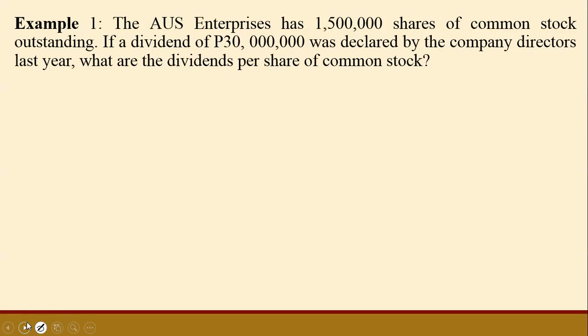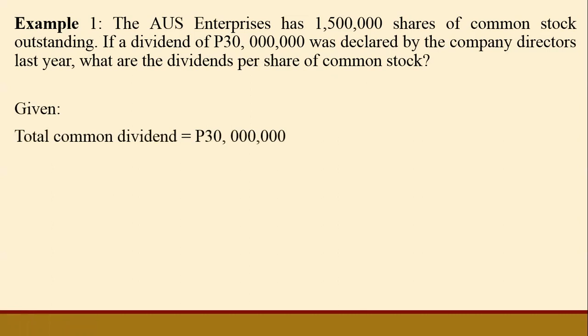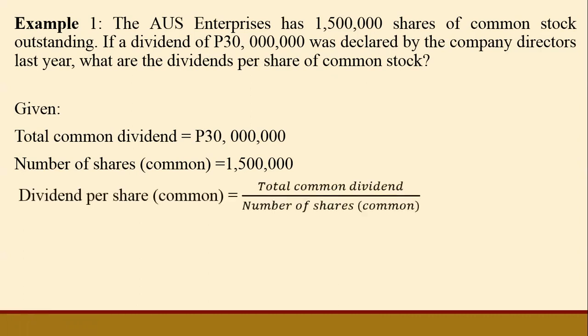So, nakadepende kasi sa performance ng company yung marireceive mo na dividend, di ba? So, because the company has no preferred stock, the common shareholders will receive the entire dividends. Okay? So, we have the given here. Total common dividend is the 30 million. Number of shares for common stock is 1,500,000. Okay?